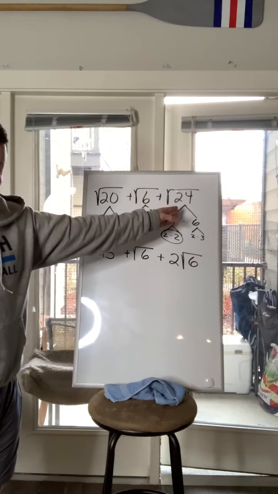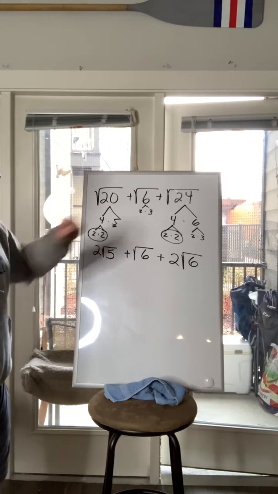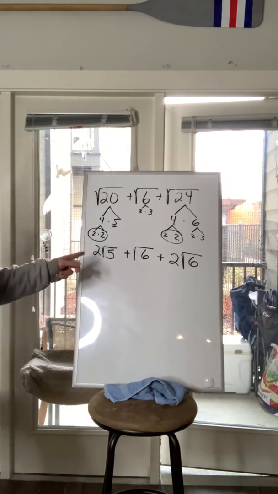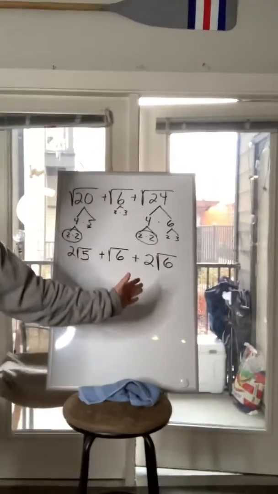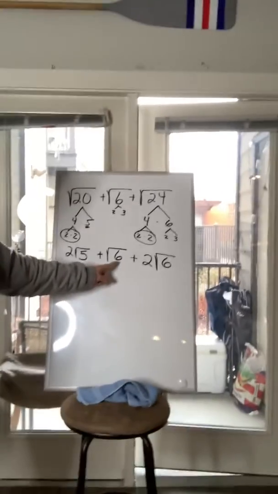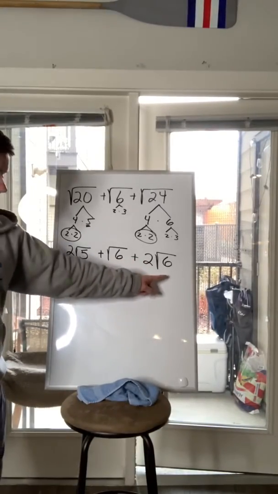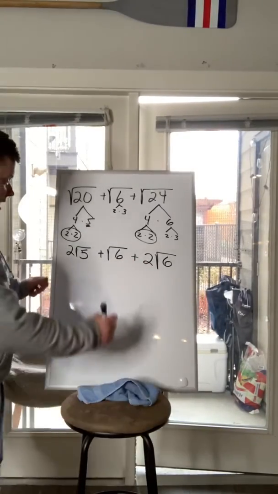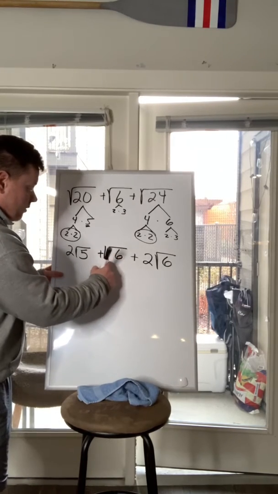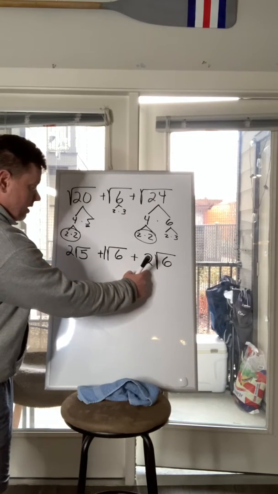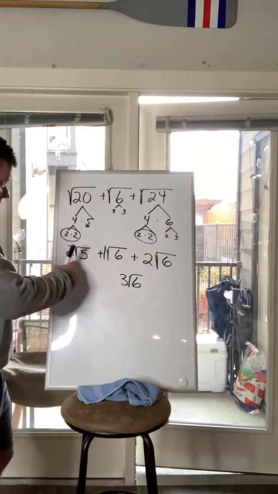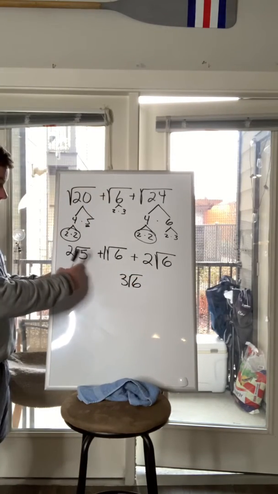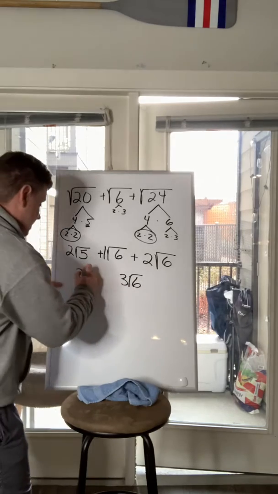All right, so I simplified the square root of 20. I simplified the square root of 24. And then the square root of 6 did not simplify. But now you can see that there is something that I can combine. I can't combine all of them, but I can combine these two right here because they're both square roots of 6. So I have 1 square root of 6 plus 2 square root of 6. Those two I can combine. That makes 3 square root of 6. Now this one, since it's a square root of 5, does not combine with that one.